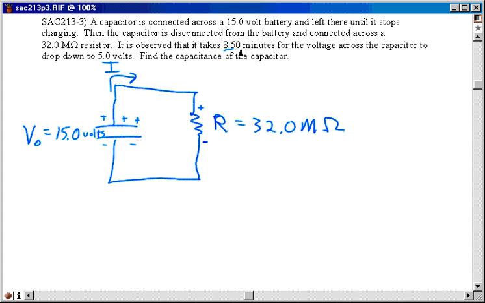And after 8.5 minutes, let's get that to SI units. Let's see, we got 60 seconds to a minute. So that's the same thing as 510 seconds. After 510 seconds, the voltage has dropped down to 5 volts, and find the capacitance.